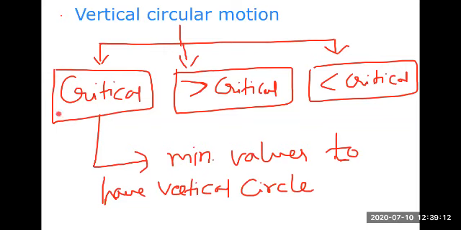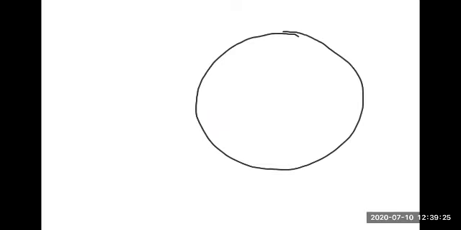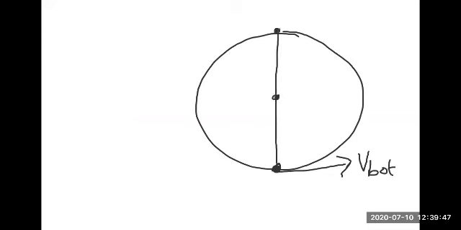So let us check it out. First, let us start our journey with the critical condition. When we are observing the critical condition, a body, a stone, hangs from a string at the bottom. I am projecting the body with some velocity, V bottom, so that the body travels along the circle and reaches the maximum height.